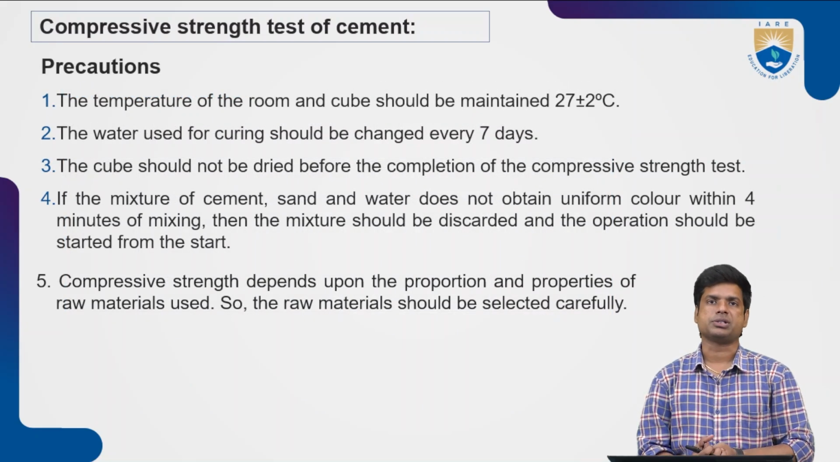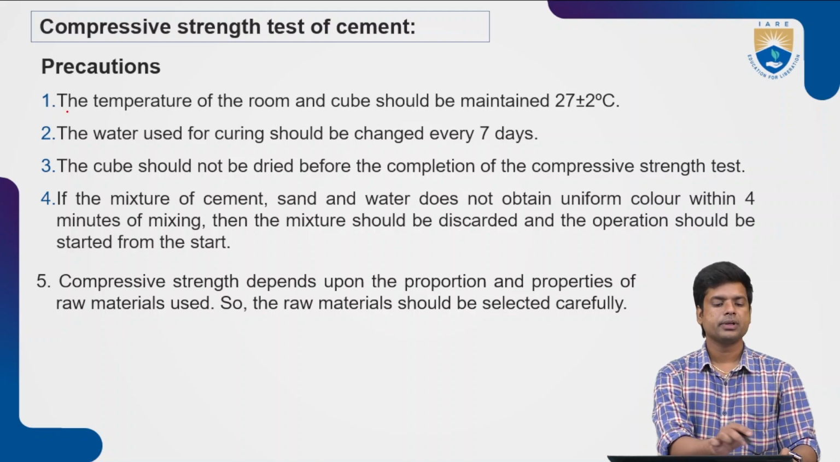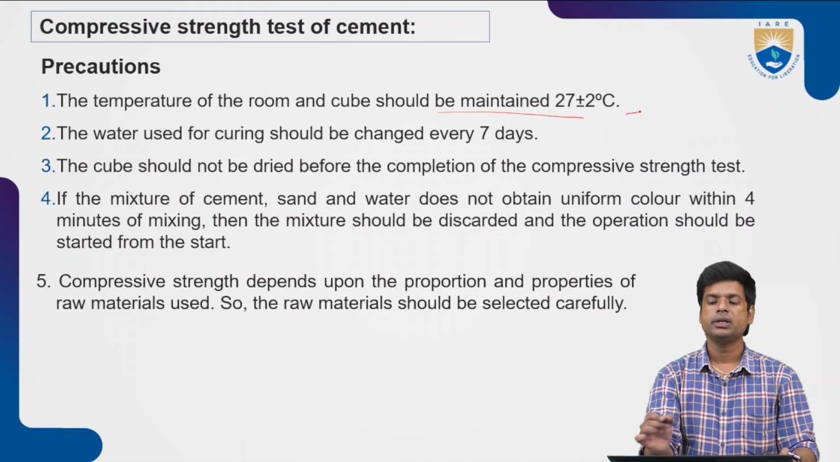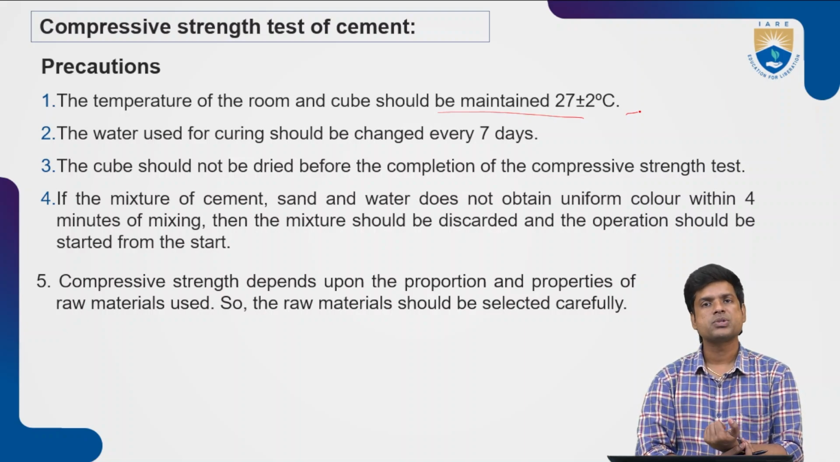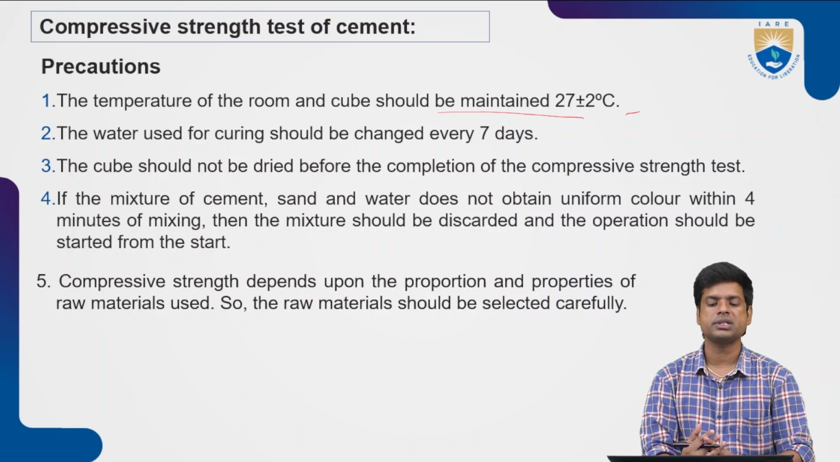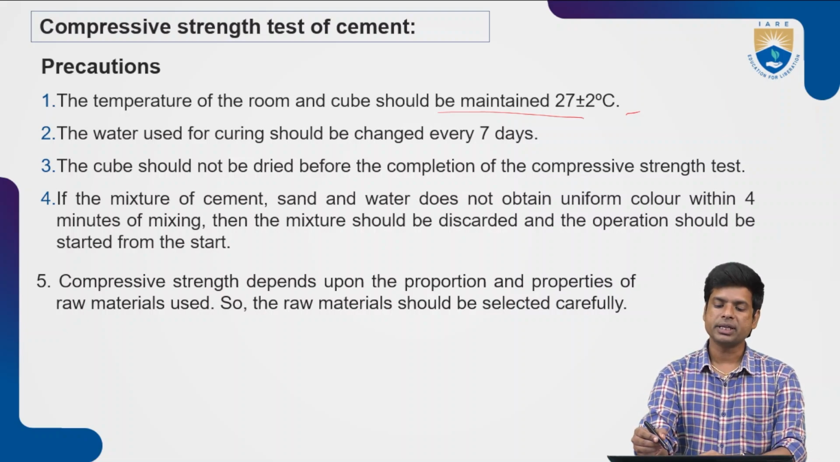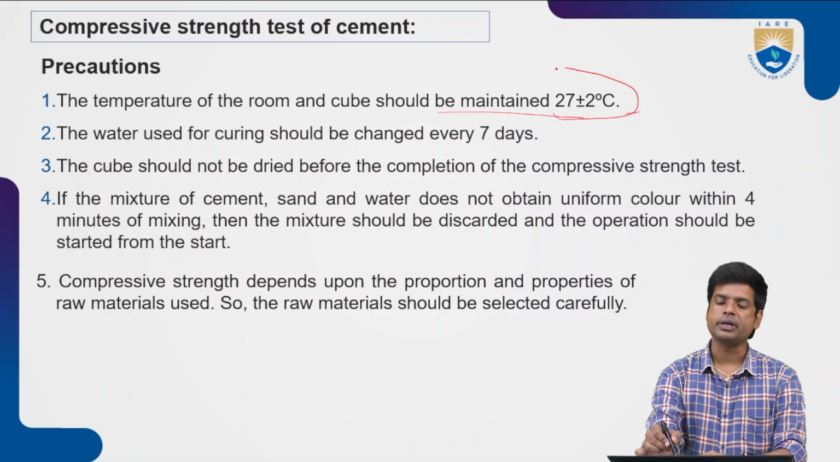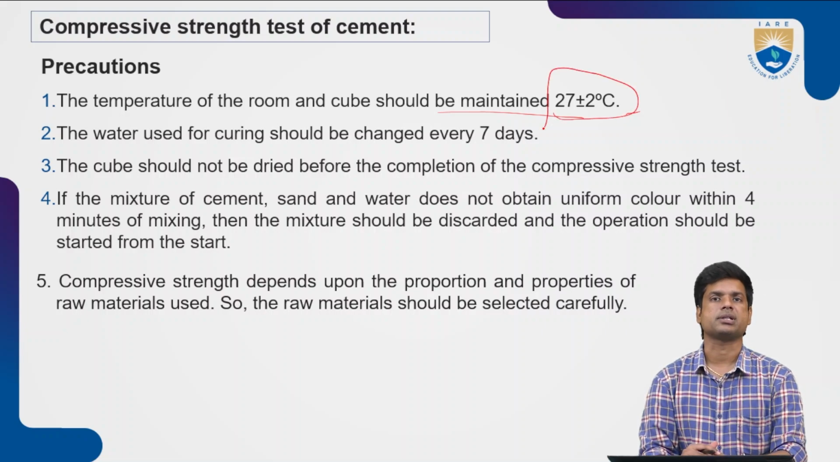Next one, coming to the precautions. So here the temperature of the room and cube should be maintained. So while testing the compressive strength of cement cube, here we have to take some precautions. Right, the first precaution is we have to maintain the temperature of the surrounding environment at about 27 degrees Celsius plus or minus 2 degrees Celsius.